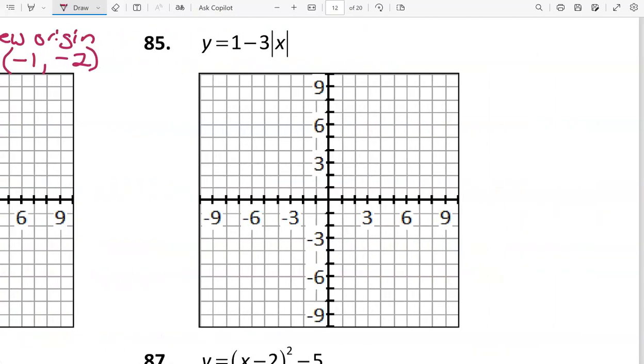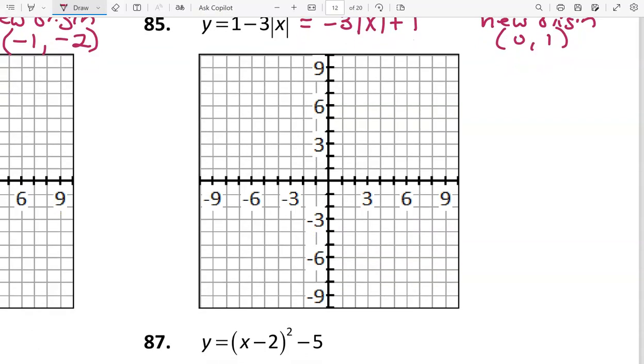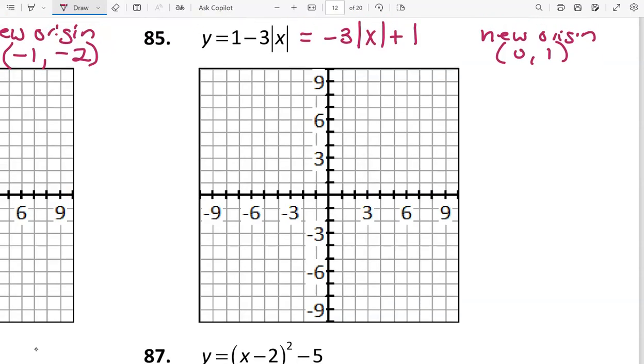And for number 85, we have an absolute value function. If you like, you can change this to -3 times the absolute value of x plus 1. And so my new origin is the point 0, 1. There is no addition or subtraction on the inside of the absolute value. So the new origin has an x value of 0.